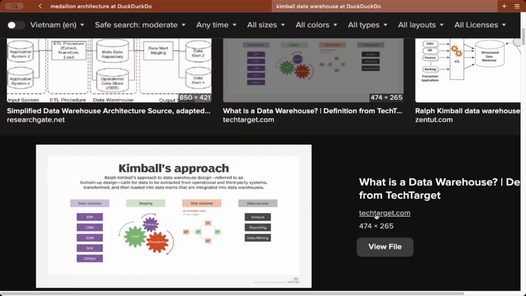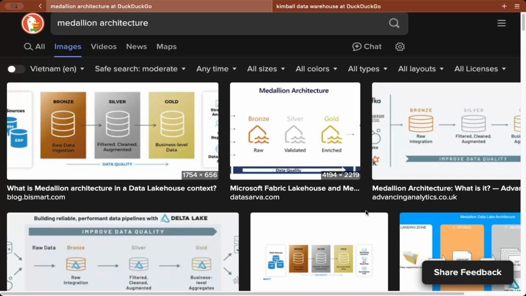So a big difference here is the Kimball approach or Inmon approach. They use different terms like raw data, cleansed data, processed data, curated data. But in the medallion architecture they use different words. Just remember this is just a naming convention. It doesn't mean anything.